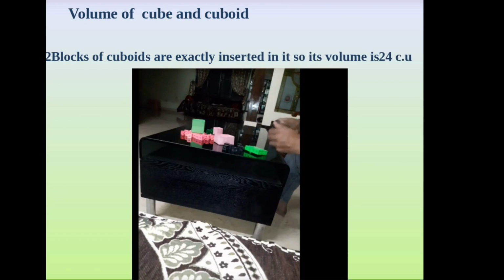4 into 3 into 2 is 24. Therefore, 24 cubes are inserted inside the cuboid of size 4 into 3 into 2. Therefore, volume is length into breadth into height. Area of the base is length into breadth. Height is 2. That is equal to 24 cubic units.